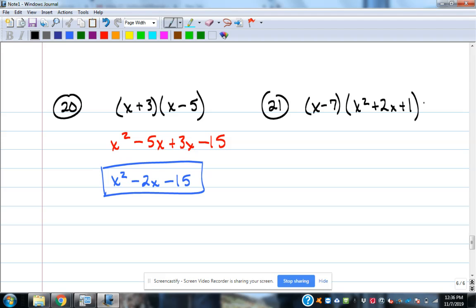All right. What if we got an x minus 7 times the trinomial? So we've got a binomial times a trinomial. Still going to distribute, right?